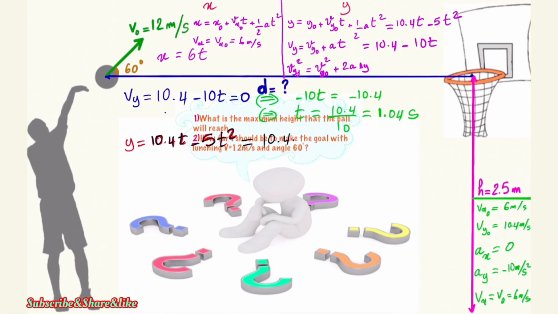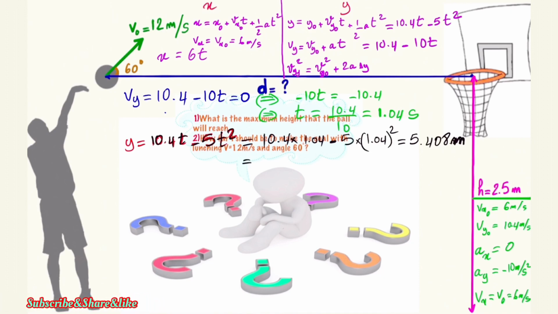So let's plug in the time, which is going to give us 10.4 times 1.04 minus 5 times 1.04 squared. So what is it going to be? Let's see. 10.4 times 1.04 minus 5 times 1.04 squared is going to give us 5.408 meters.